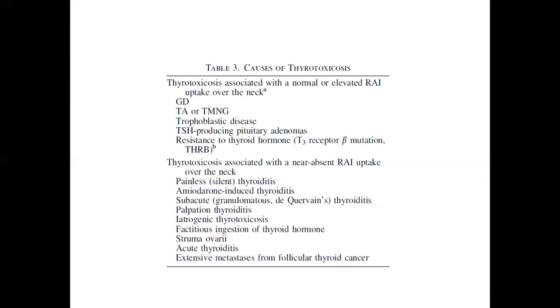This table shows the causes of thyrotoxicosis. Thyrotoxicosis associated with abnormal or elevated radioactive iodine uptake over the neck has the following causes: Graves' disease, toxic adenoma or toxic multinodular goiter, trophoblastic disease, TSH-producing pituitary adenomas, and resistance to thyroid hormone.